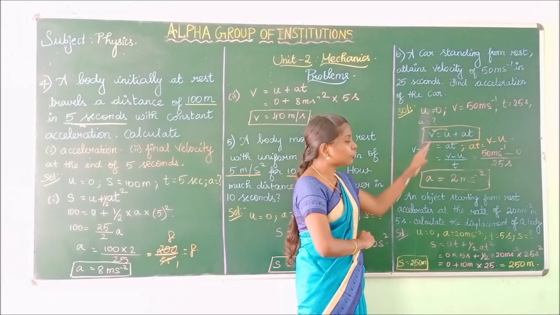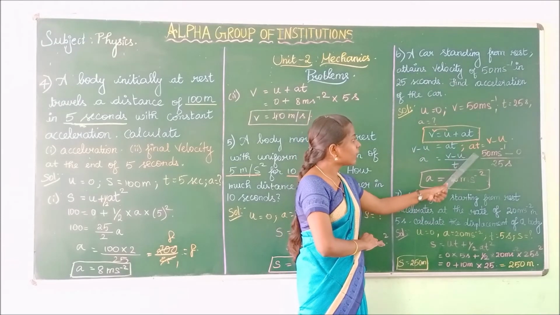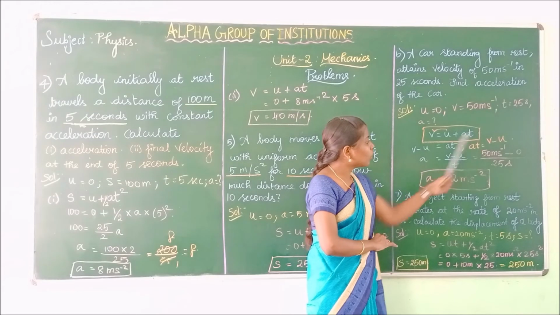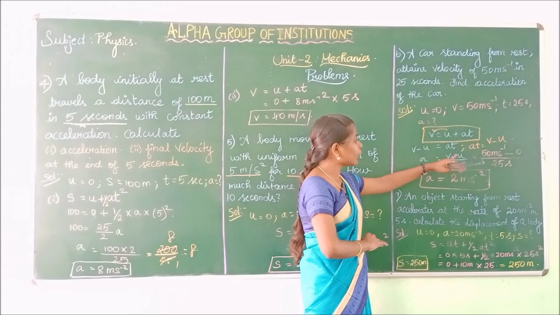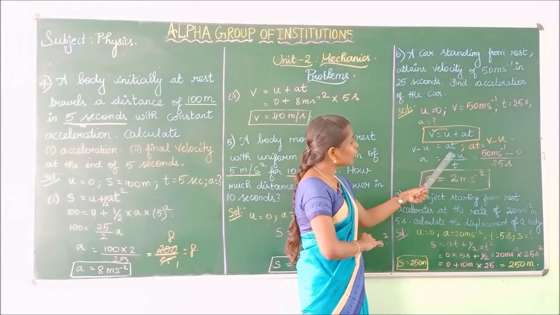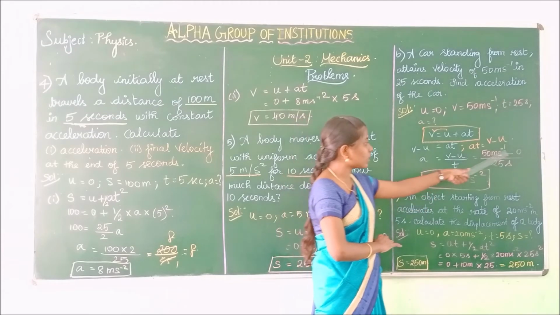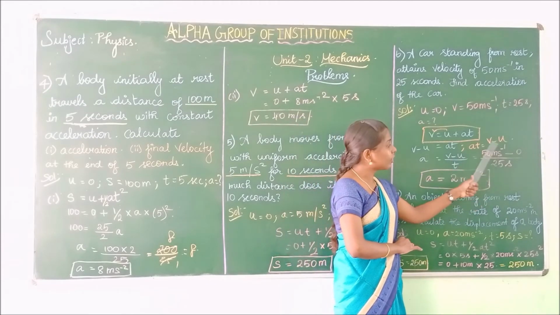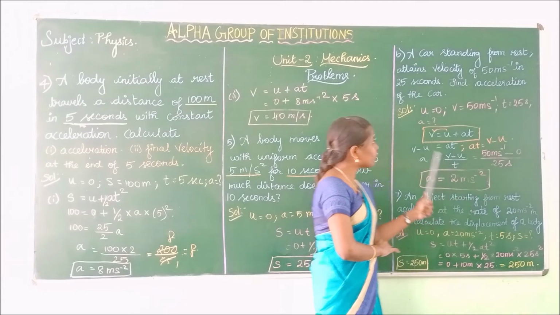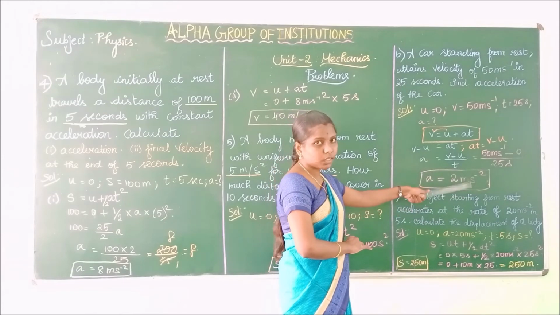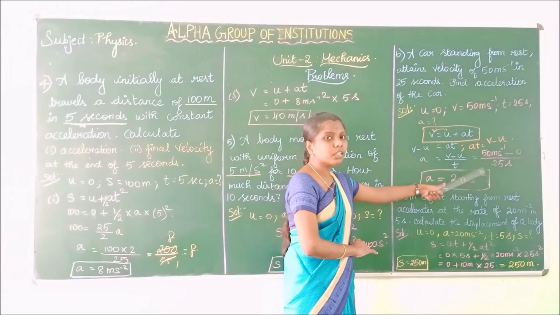The final velocity formula is v is equal to u plus at. From this formula we have to calculate acceleration. So v minus u is equal to at. At is equal to v minus u. A is equal to v minus u by t. Substitute the value of v, u and t in this formula. The value for v is 50 meter second power minus 1, minus u is 0 and t is 25 second. 50 by 25 is 2 meter second power minus 2. Hence we have calculated the acceleration of the car. At last we have to write the acceleration of the car is 2 meter second power minus 2.